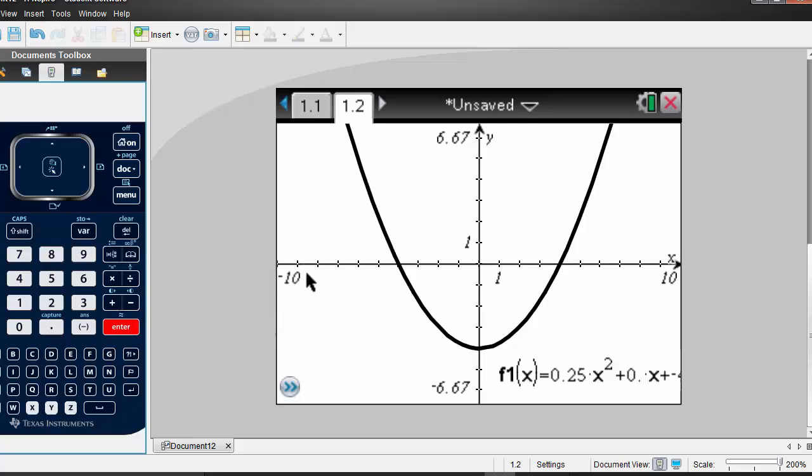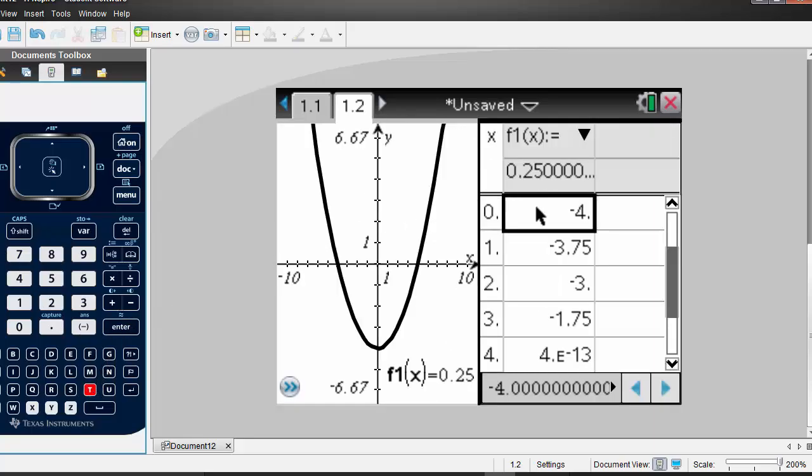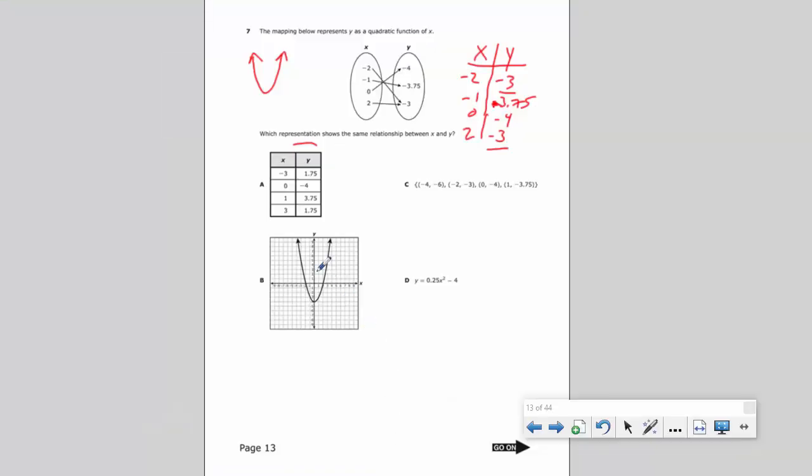The reason I make the calculator do it this way instead of just going into a data and plotting the points that way is because I can create a table now. So what I'm going to do here is hit Control T and make a table. I am now going to compare this table with the answers and see which one matches. Okay, so let's take a look at your question again. This first answer matches -3 with 1.75. Does my calculator do that?